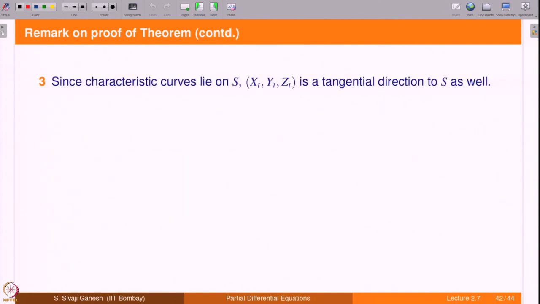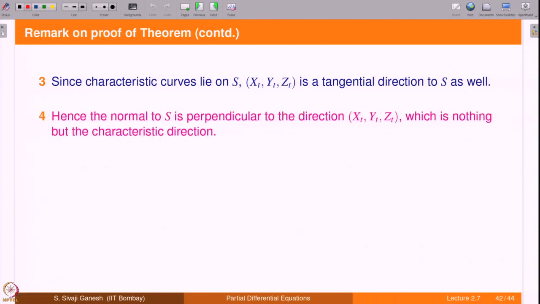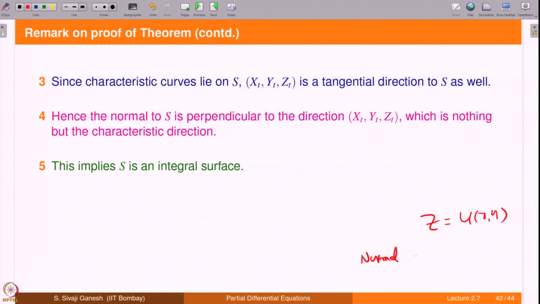And the characteristic curve lies on the surface S. For S, we know something which is normal. Characteristic curves lie on S, x_t, y_t, z_t is also a tangential direction to S, and x_t, y_t, z_t is nothing but the characteristic direction we have observed. What is the normal? Normal is a, b, c, right? No, u_x, u_y, minus 1, that is a normal. If z equal to u(x,y) is your surface, the normal is along this direction, u_x, u_y and minus 1. And what is the tangential direction? One of them is a, b, c, the dot product has to be 0, and this is nothing but the equation. Therefore, the surface S is an integral surface.